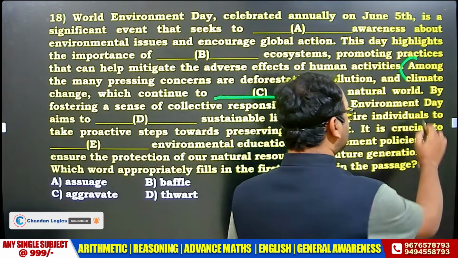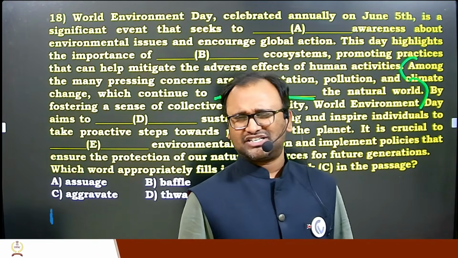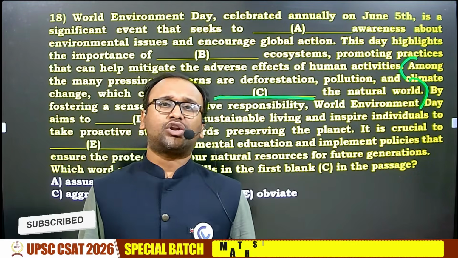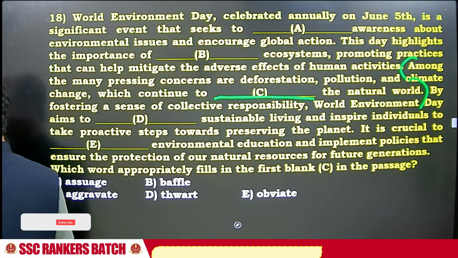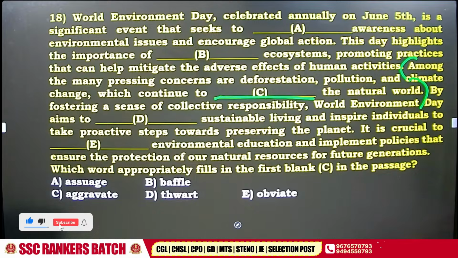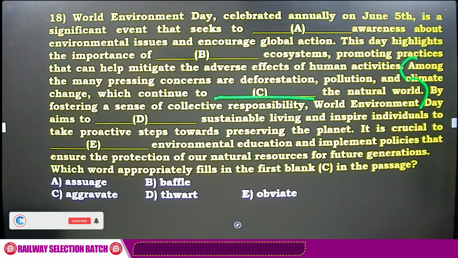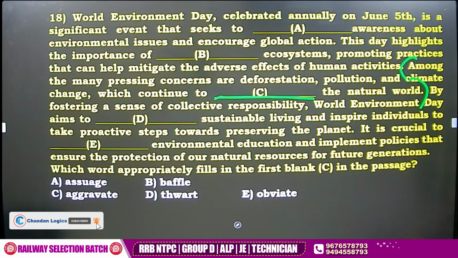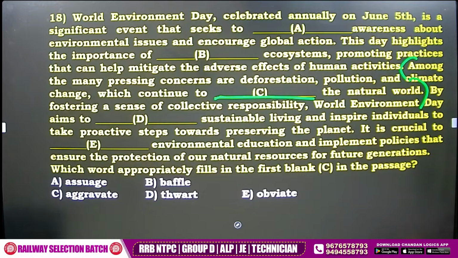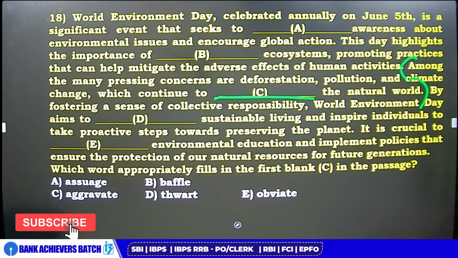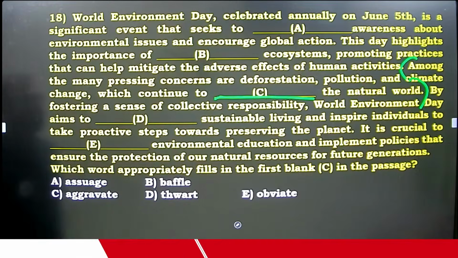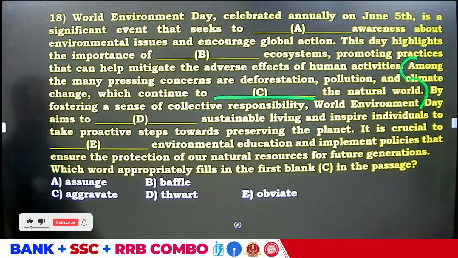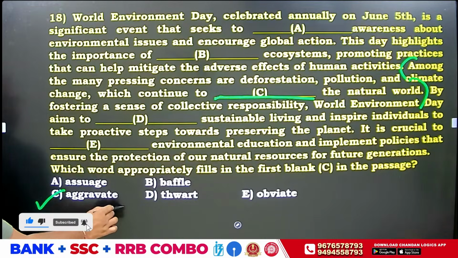So what is he trying to say, guys? There are many problems like deforestation, that and this. They are constantly doing what to the nature? Answer. So problems like deforestation and that problem, this problem, what are they doing? They are aggravating the problems.